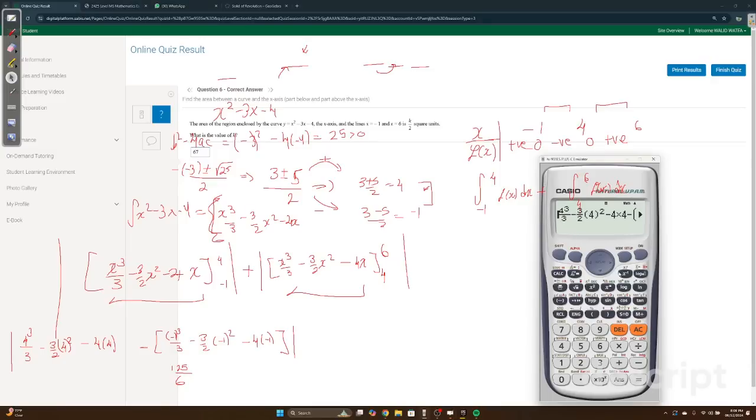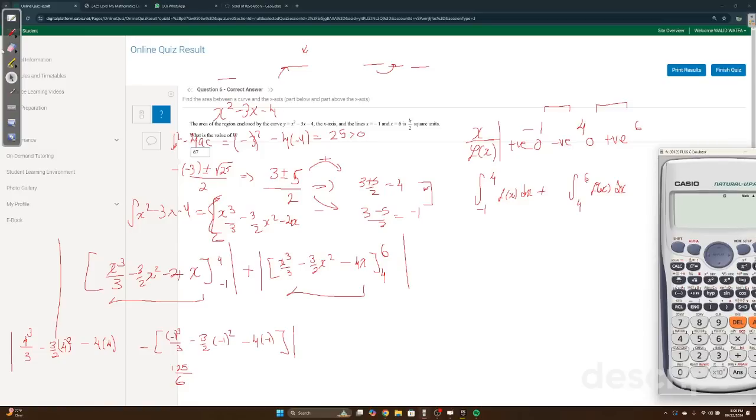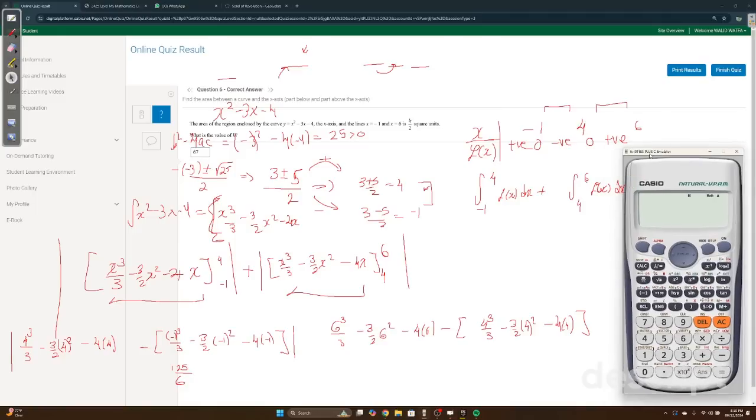Next, we have this one here from 6 to 4. So let's put that into our brackets. X cubed over 3, so it's going to be 6 cubed over 3, minus 3 over 2 times 6 squared, minus 4 times 6, minus open bracket, having substituted 4: 4 cubed over 3, minus 3 over 2 times 4 squared, minus 4 times 4. Let's take our calculator and do it.